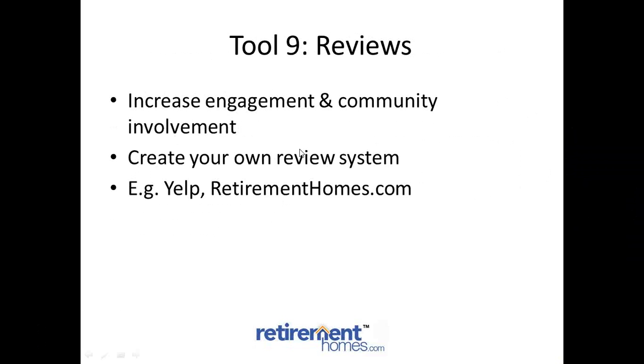Tool 9, reviews. Now, this is similar to what I was talking about earlier with social media, in the sense that, oh my gosh, who wants to have reviews about my community? Because even if 99 people say, fantastic, I love it here, or my mother loves it here, there's always one person who, even if it's completely false, especially if it's false, wants one bad apple to ruin the rest. After all, we can read 100 reviews about something, read one bad thing, and, oh, geez, doesn't that look bad?